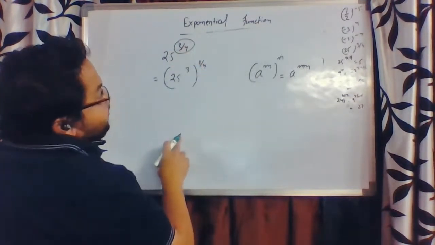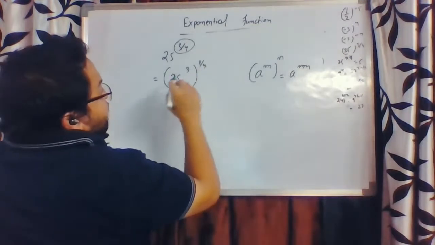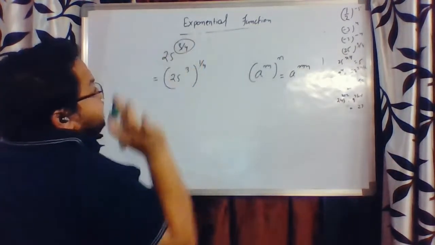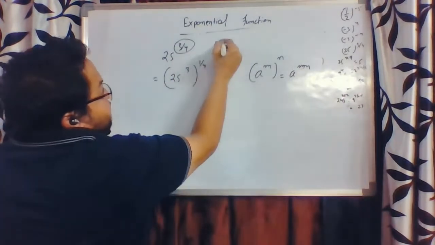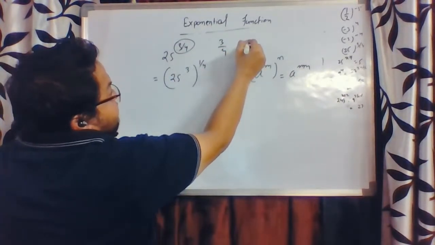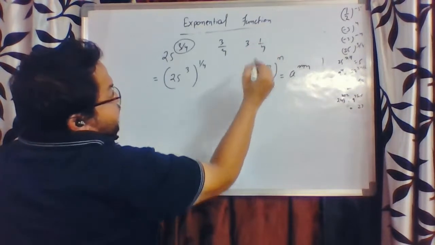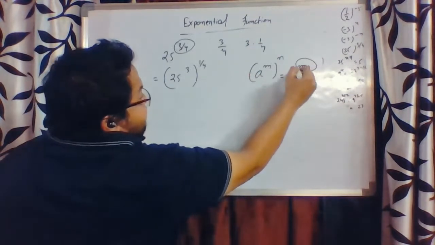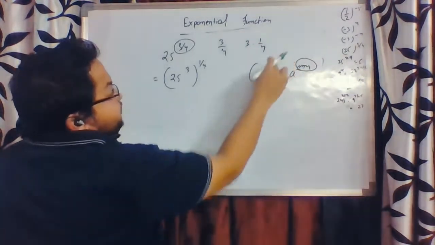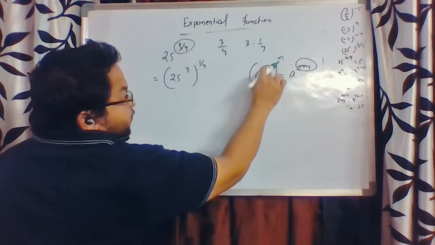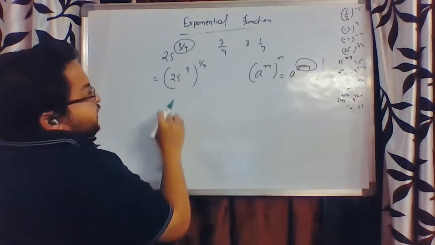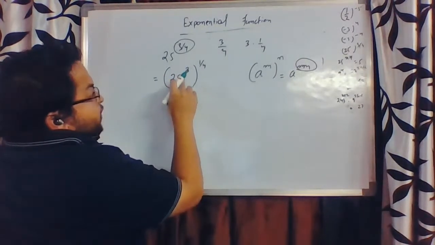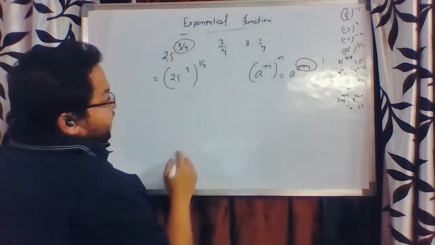So I use the property because I know that there's a numerator, there's a denominator. So I have just separated them. So 3 by 4, I have put it as 3 into 1 by 4. Now, when my power is a product of two things, I can express it as the product of the first factor whole to the product of the second factor. So that's why I put it as 25 to the power 3 to the power 1 by 4.